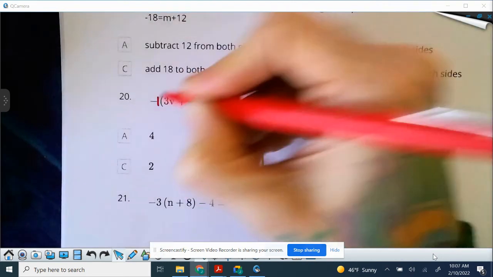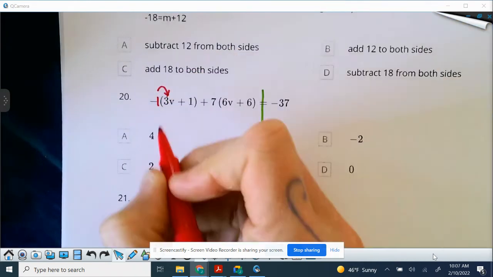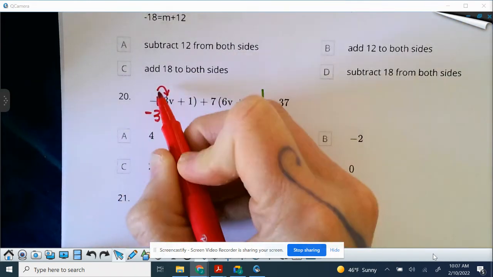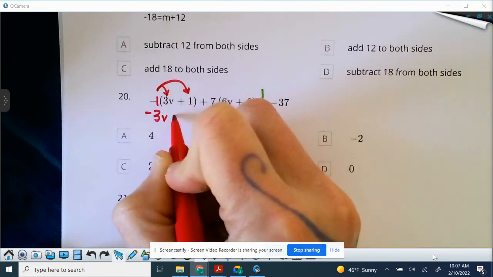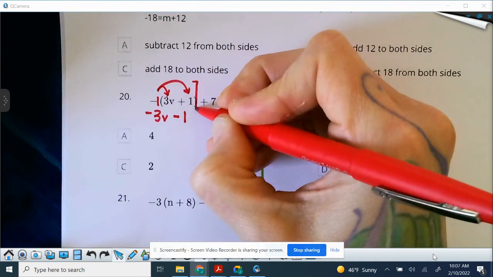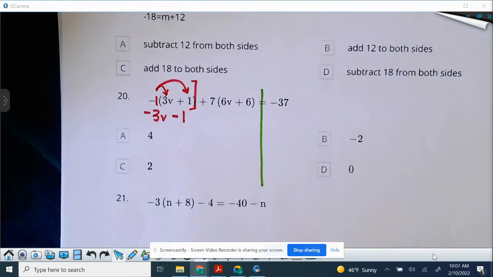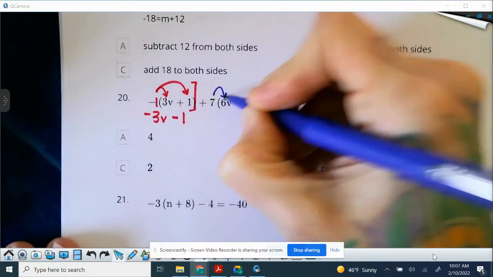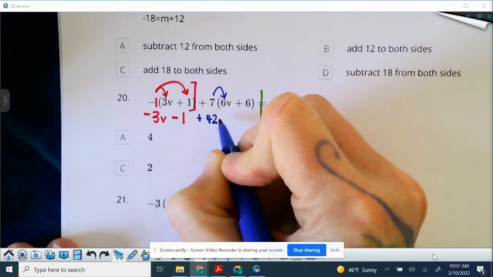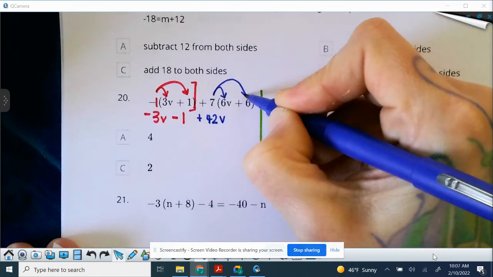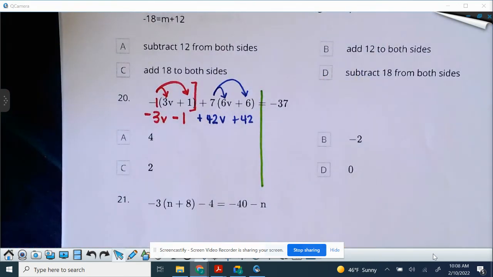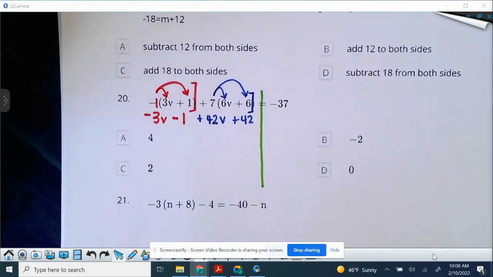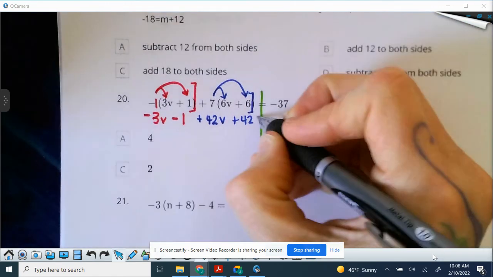So that -1 in the front, we're going to distribute it. That's going to give me a -3v. Next arrow, -1 times +1 is a -1. There's my parentheses. So I'm done pushing that -1 all the way through, and I'm going to switch colors. 6 times 7 is going to give me 42v. 7 times 6 is going to give me 42. Then I hit my equal marks. I have my parentheses as well. So that distribution is over, equals -37.